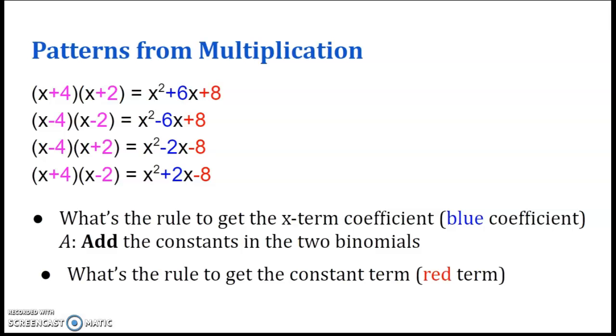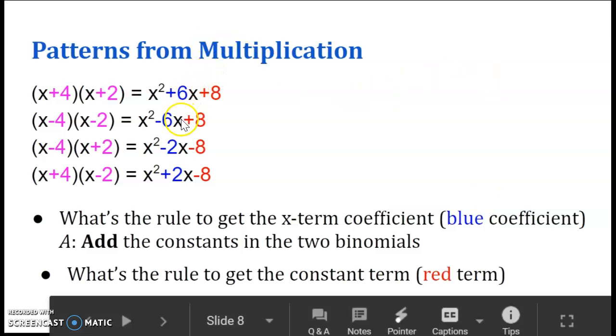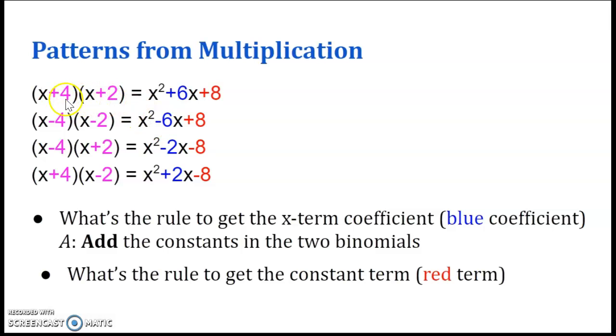So where we left off, we looked at the problems that we solved and looked at what pattern we can derive from multiplying those two binomials, with positive and negative being the different part of the second term. So what's the rule to get the x term coefficient? That's the x term coefficient. That's the blue coefficient from the second term of the binomials that we're multiplying.